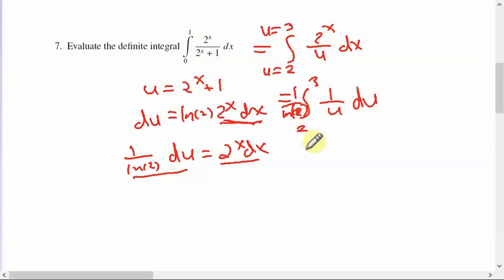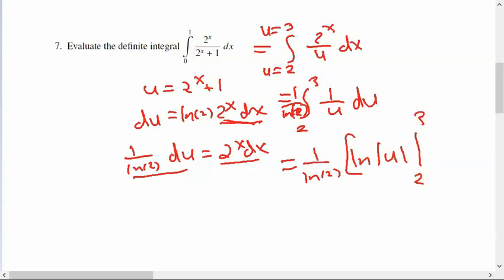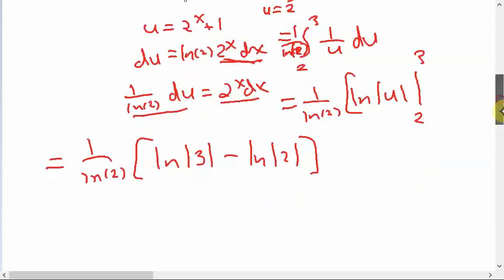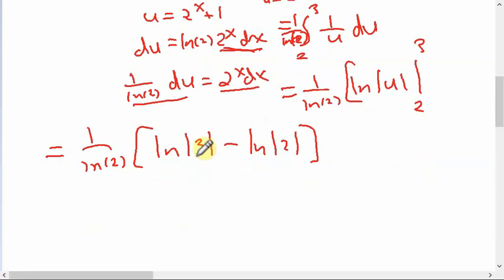So to finish this up, I know that I'm going to get 1 over natural log of 2. This is natural log of the absolute value of u, evaluated from u equal 2 to u equal 3. And so I get 1 over natural log of 2. Plugging in, I get natural log absolute value 3 minus natural log absolute value 2. Well, you can see the absolute value is unnecessary in this particular problem because absolute value 3 is 3.